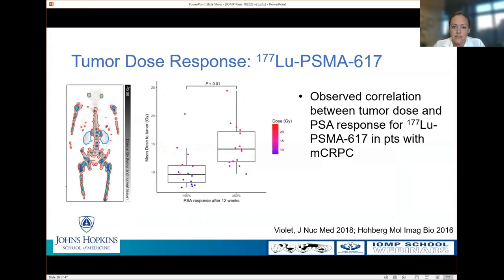And finally, for lutetium PSMA-617, there was a nice dosimetry study from the Australian phase 2 prospective study of lutetium PSMA-617, where they did calculate the whole body tumor dose, and the mean tumor whole body dose was significantly higher in patients who had a PSA response greater than 50%. So this bar on the right. And in fact, there was only one patient with a mean tumor dose less than 10 gray that had a 50% PSA response.